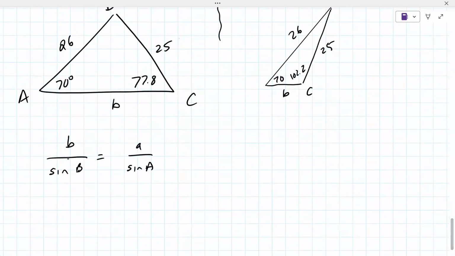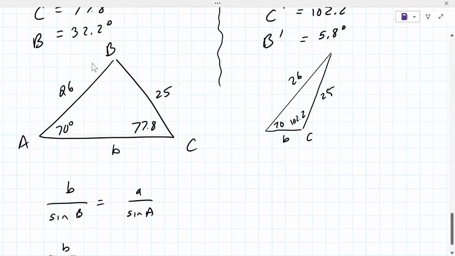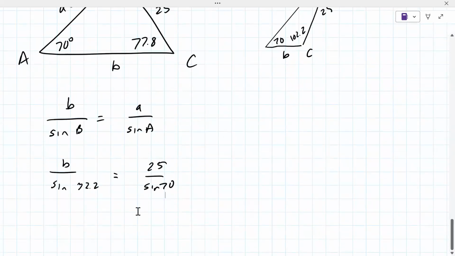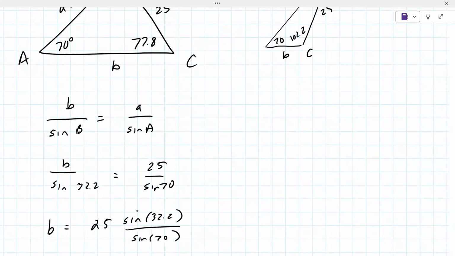So then we throw in the numbers here. b over sine big B, which is 32.2, equals a, 25, over sine 70. So you clear this out by multiplying both sides. So b equals 25 sine 32.2 over sine 70, like that.